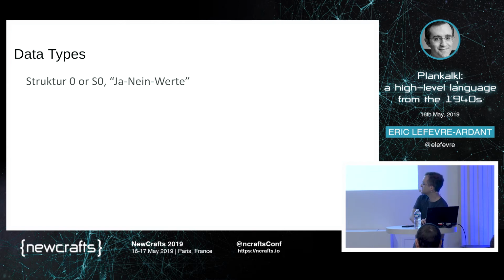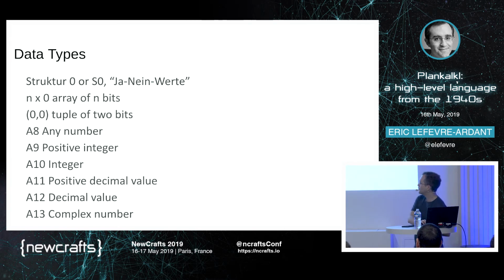So we have various other types, arrays of any number of bits, tuples, any number of bits, and then we have types that he added as, I would guess, syntactic sugar that represent the normal types that you would work with, including complex numbers.